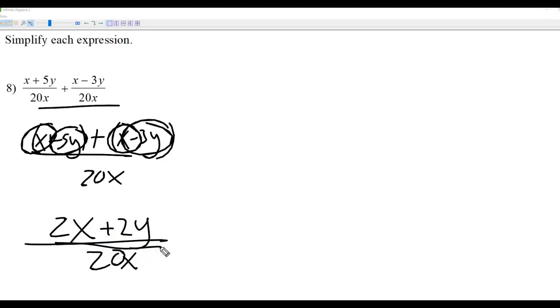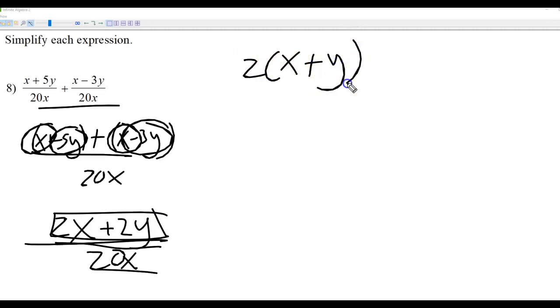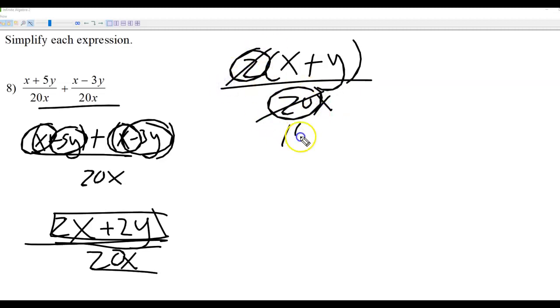So we're going to treat this like reducing polynomial or rational expressions with polynomials, right? So the first step is to factor. Now, I'm not going to factor on the bottom, but on the top, we can factor that. We can see that a 2 comes out of there. Now, this 2 and this 20 can be reduced, right? 2 goes into 20 10 times. So we're left with x plus y over 10x.